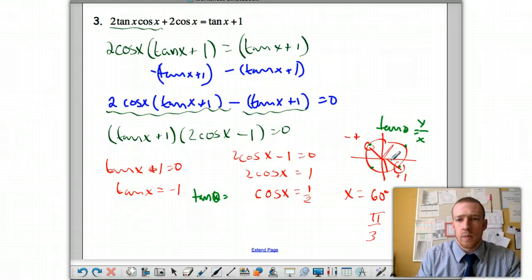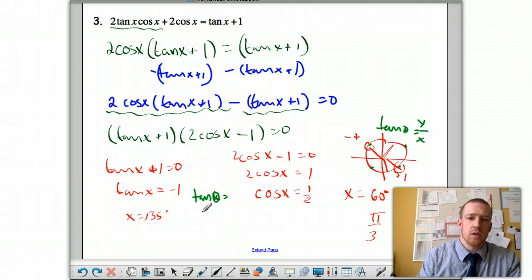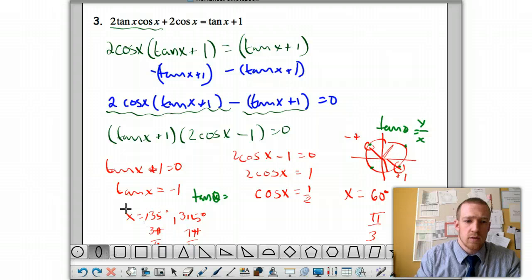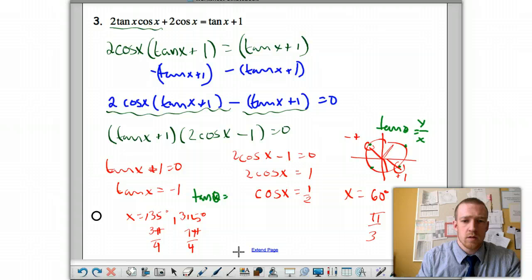So that's going to be 135 degrees, and 360 minus 45 is 315. Or we can do 3/4 pi, or 8/4 minus a quarter is 7/4 pi. And those are our 4 answers for this one. So we got these and these.